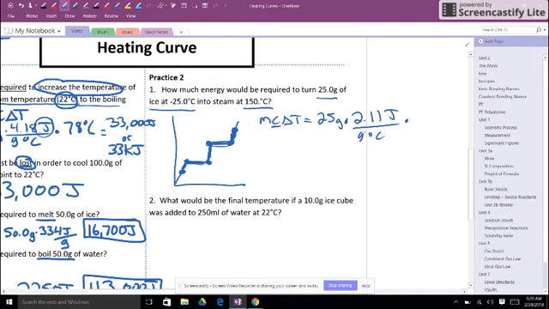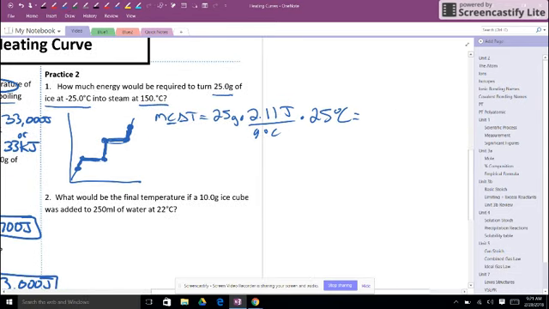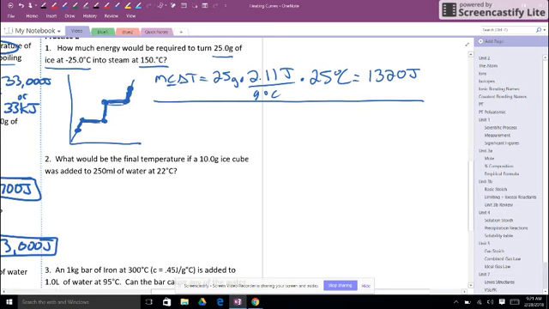And now what's my delta T? Well, the melting point of ice, or water, is 0. So we need to go from negative 25 to 0. That's a delta T of 25 degrees Celsius. We multiply this out and we get 1320 joules. Okay, so now we've increased that ice from negative 25 to 0.